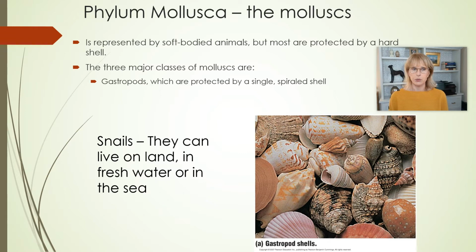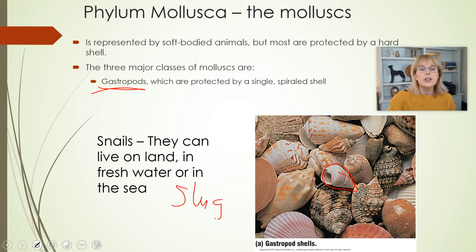The first class of mollusks we'll talk about are the gastropods. Gastropod means stomach foot. I don't know why they call them that. Lots and lots of gastropods are protected by a spiral shell. And if they're protected by that kind of a shell, then we call them snails. A snail that no longer has a spiral shell or never got one, we often refer to as a slug. Slugs and snails are very closely related to each other.